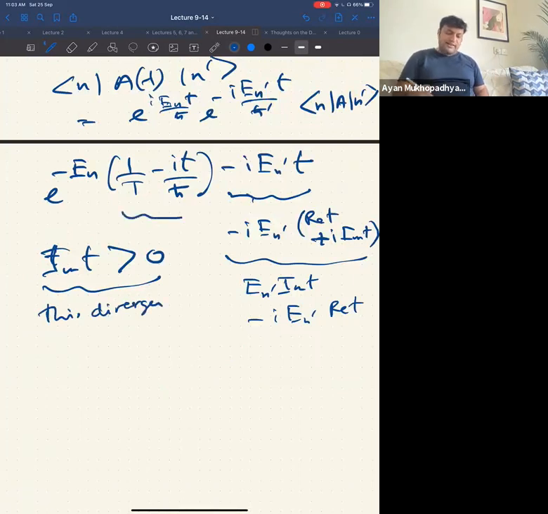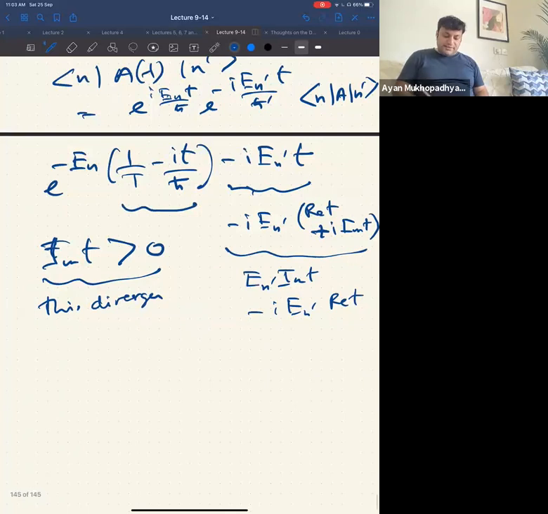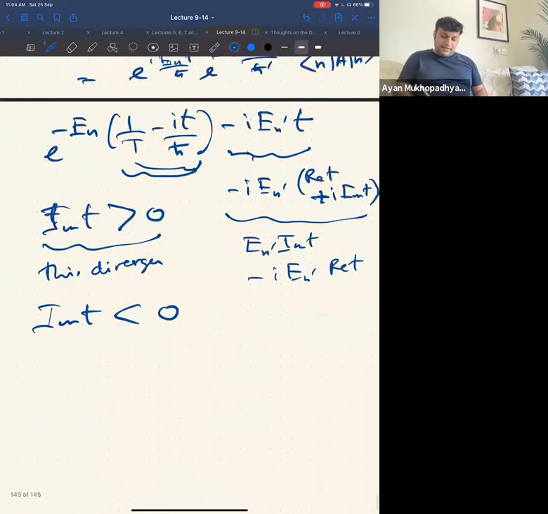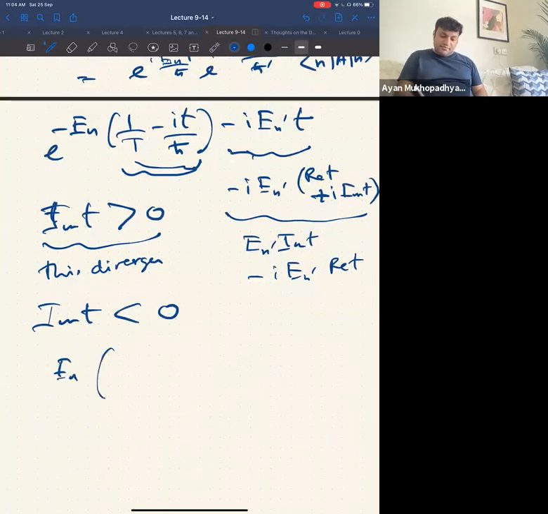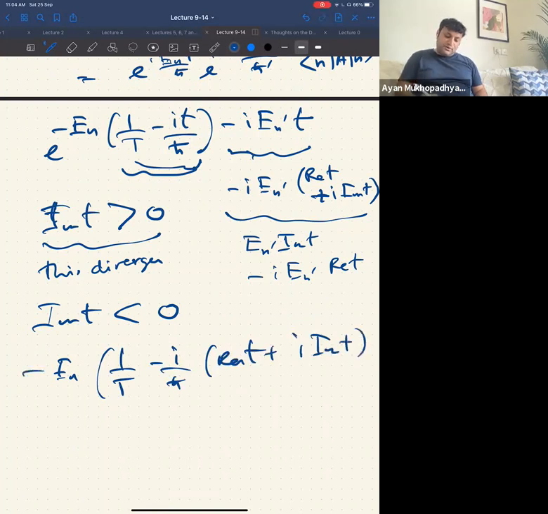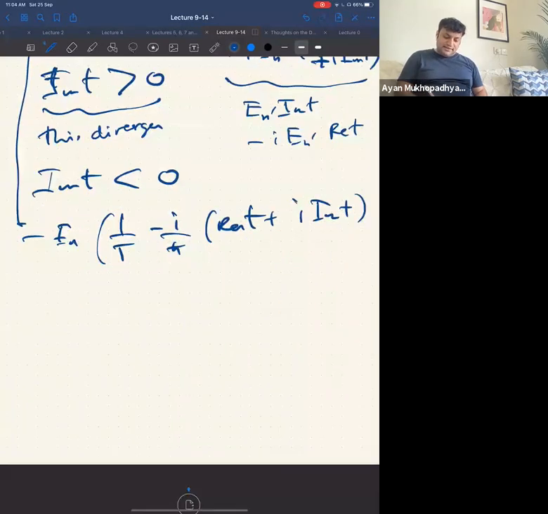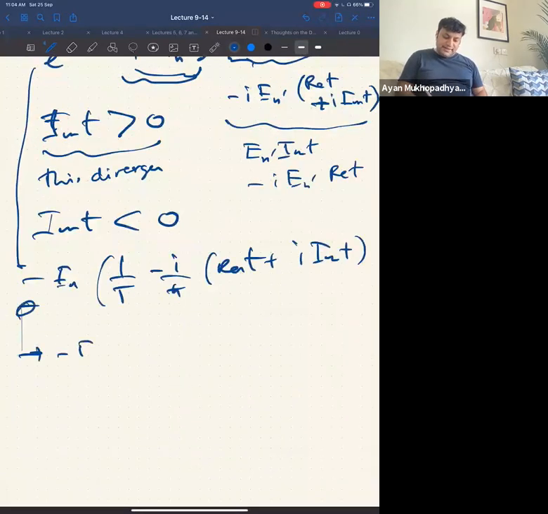Now let us look at here, right? So imaginary t is less than 0. But if imaginary t is less than 0, then this also has to have a convergence condition. So now let us look at here, right? En multiplies 1 over t minus i by h bar times real t plus i imaginary t. There's an overall minus sign here. That is this exponent that appears here. And here I get then minus En.